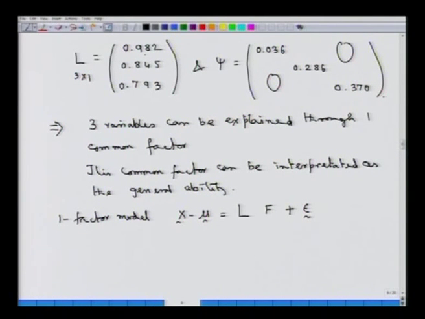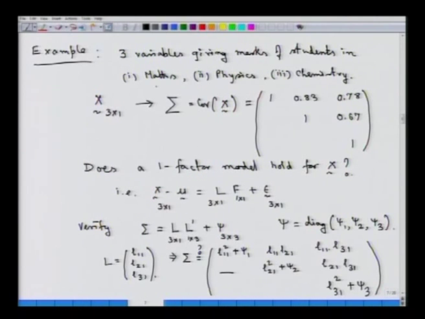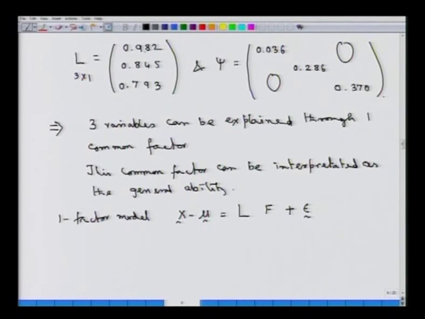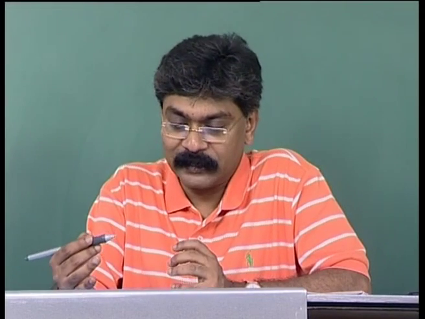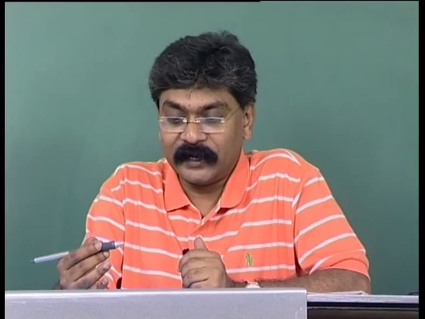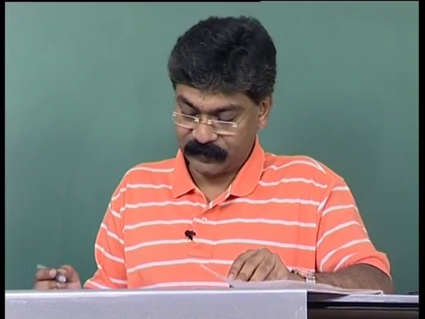So, the mathematical ability, because we were dealing with this particular data structure, that the first variable denotes the scores in maths, second physics, and third chemistry. So, what we see here is that the loading of the first variable on the only common factor is the largest. So, it is a closely associated variable to the common factor, the general ability factor, the mathematical ability factor.